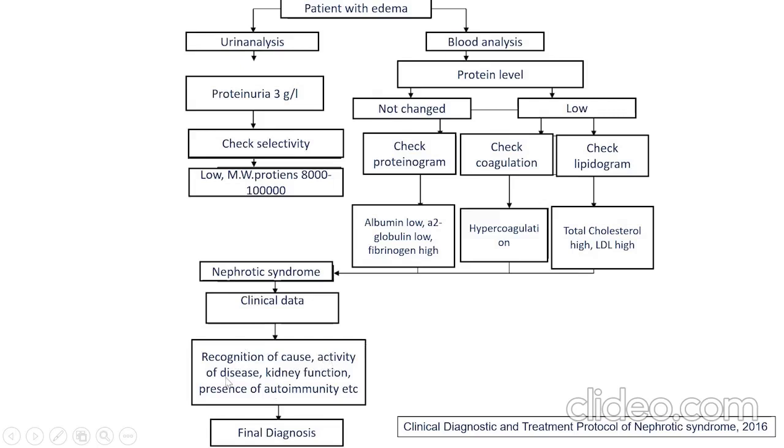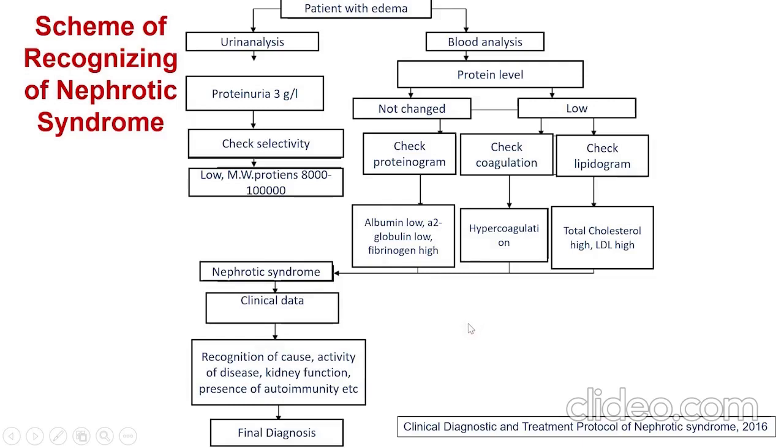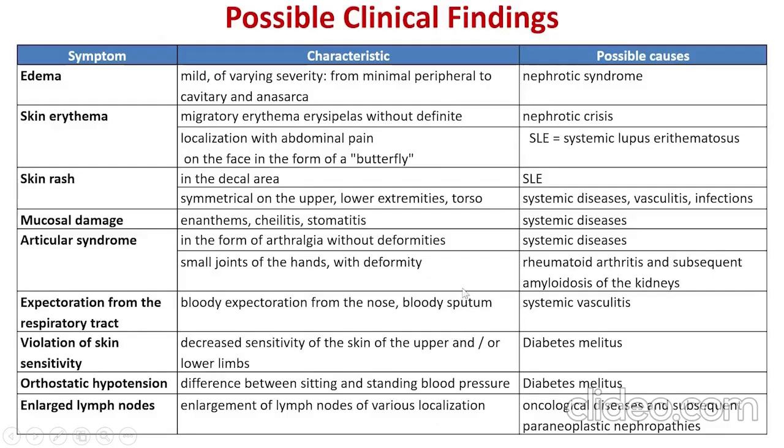Then we should check activity of the disease, kidney function damage, presence of autoimmunity, and so on. And then we give the final diagnosis. Is it primary or secondary nephrotic syndrome, and what is the main cause? Let's have a look at this slide, which describes possible clinical findings in nephrotic syndrome.